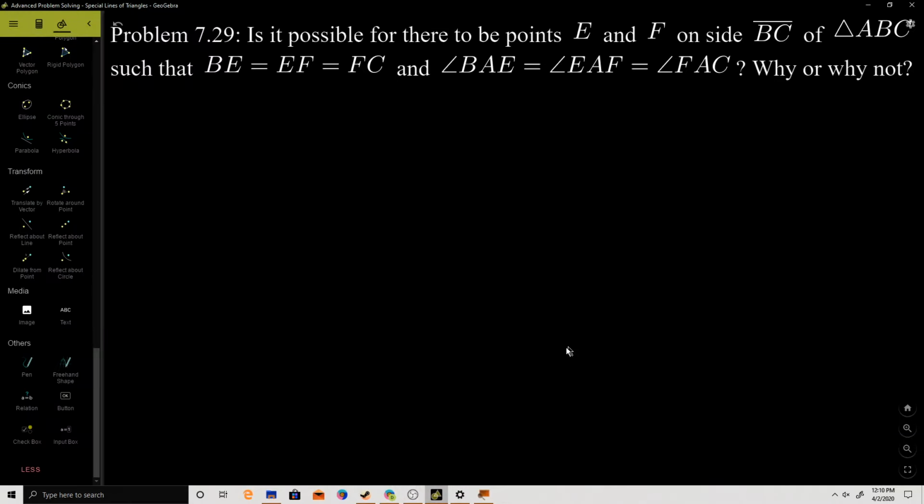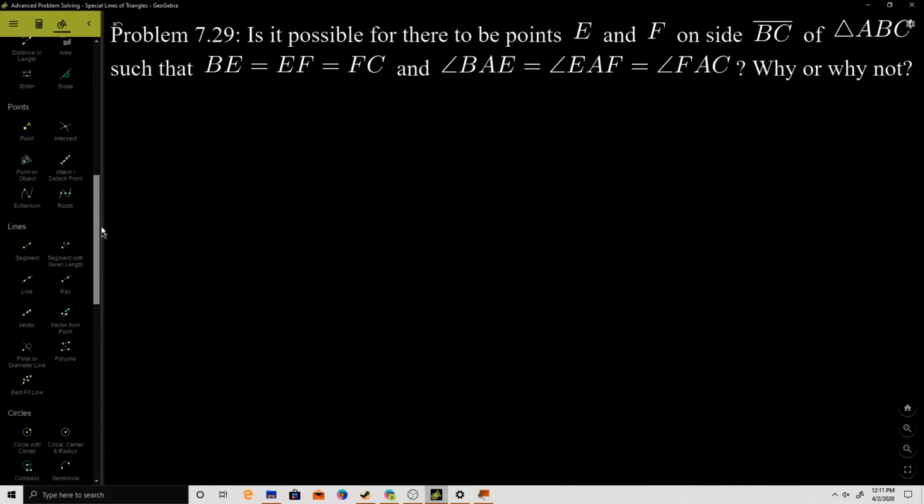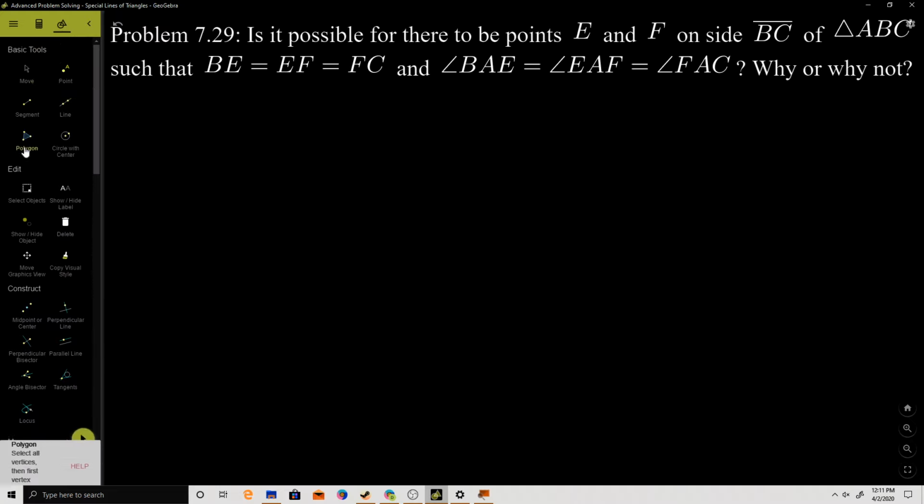Okay, so next problem, 7.29. Is it possible for there to be points E and F on the side BC of triangle ABC such that BE equals EF equals FC and angle BAE equals EAF equals FAC? Why or why not? So that's a lot to work off of, but let's just start by making triangle ABC.